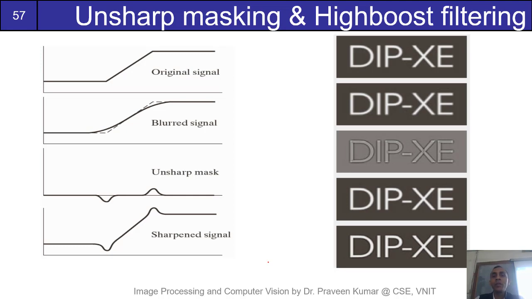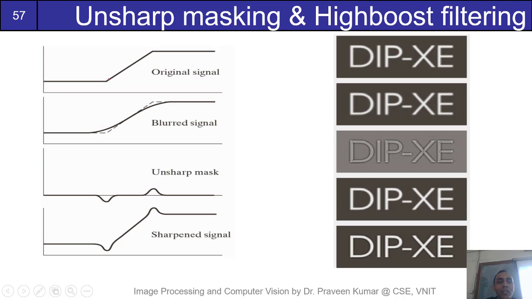the way images were being sharpened was doing something called unsharp masking. Basically, the idea there was, if you take the original image, and if you take the smooth version or the blurred version of that image, and basically if you subtract them, for example, in this case, if you subtract from this signal, you are basically getting the rate of discontinuity. It's kind of a differentiation operation that you are doing here.